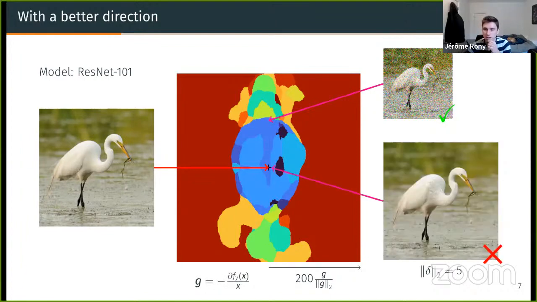But if you add the perturbation that's only five times the normalized gradients, you get this new image, and this one is not classified correctly. And I think we can all argue that this image still looks like a heron. And this is what basically sparked all the research on adversarial examples, or at least the generation of adversarial examples.